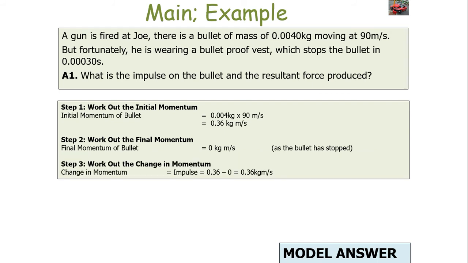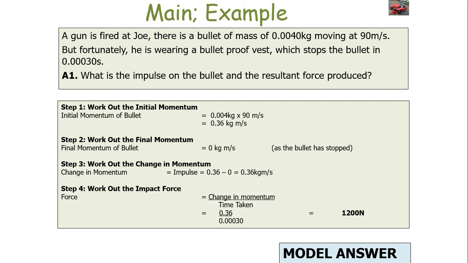Then we do step 3, we work out the change in momentum or the impulse, so it's going to be 0.36 minus 0, so it's 0.36 kilogram meters per second. We can then work out the impact force because force is equal to change in momentum over time taken, so we know the change in momentum is 0.36, we know the time taken is 0.00030, so the answer we get is 1,200 newtons.